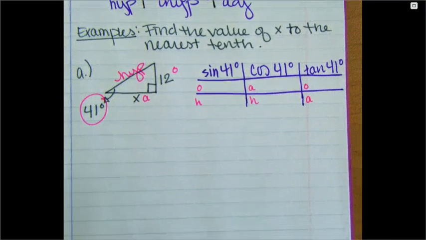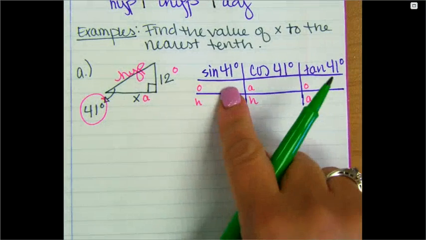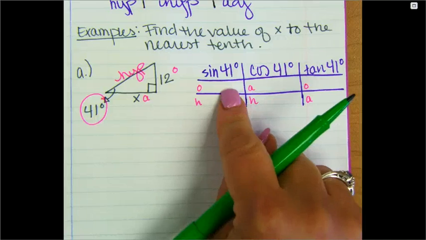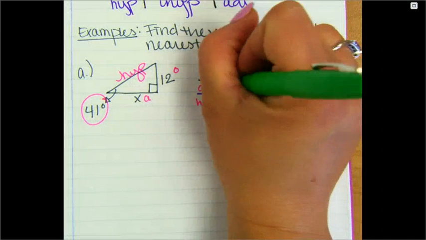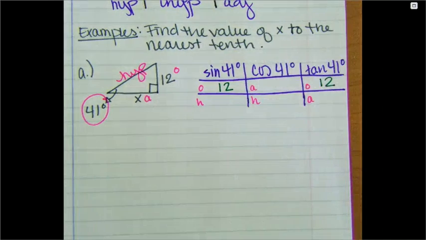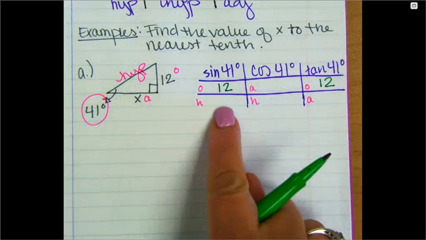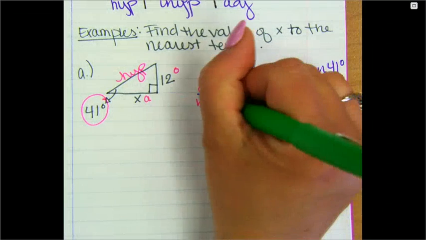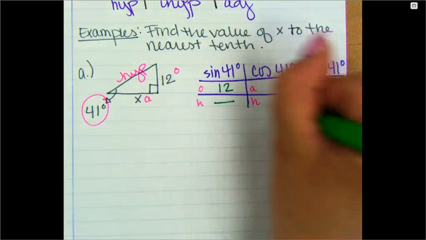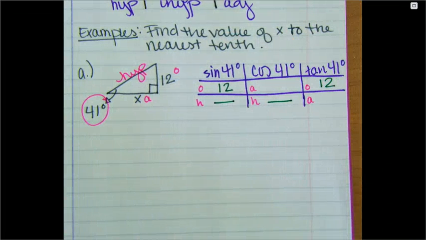Good. Now, watch me fill it in, kind of like I did yesterday. We're going to start with opposite. Do I have something labeled as opposite? What is it? 12. I have another opposite. I'm going to fill that in as well. Do I have hypotenuse? No. So if I don't have it, I put a line through it. Because x represents a value that I'm solving for, and I do not want to call it x.